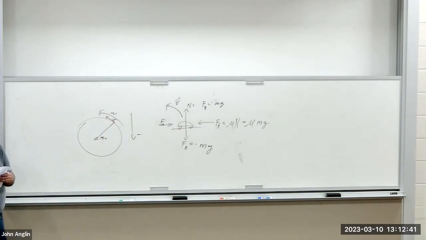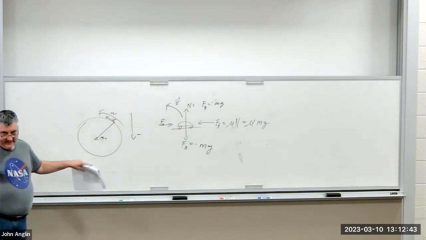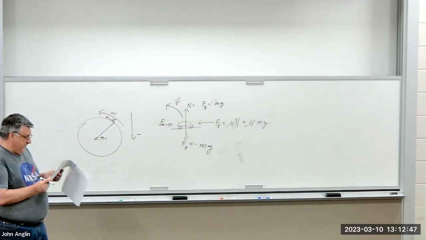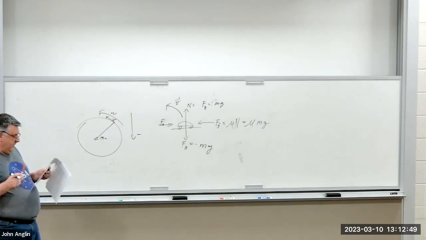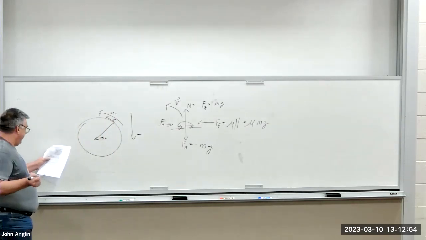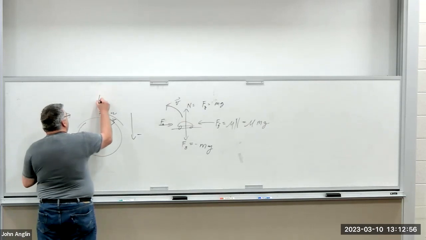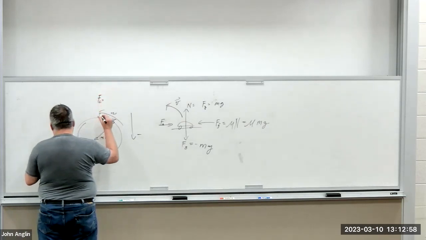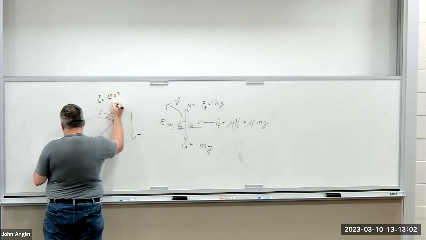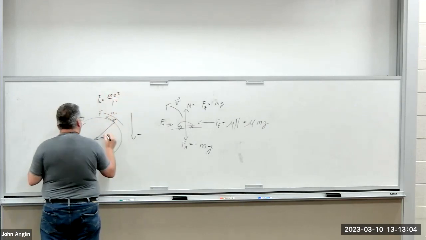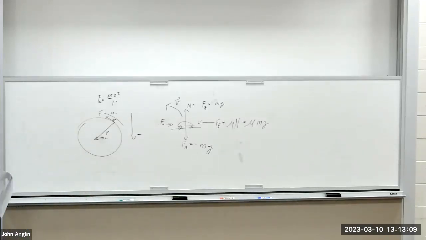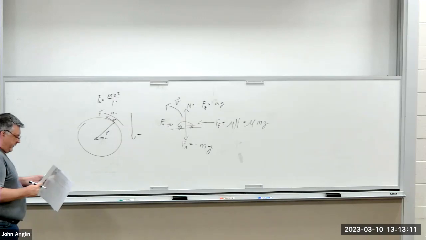Centrifugal acceleration, right? We know that's got to happen because there's rotational motion. Well, if you think about this a little bit, remember that we can find that centrifugal force with mv squared over r, where r is the radius of the circle. Now we need to do a little bit of thinking.